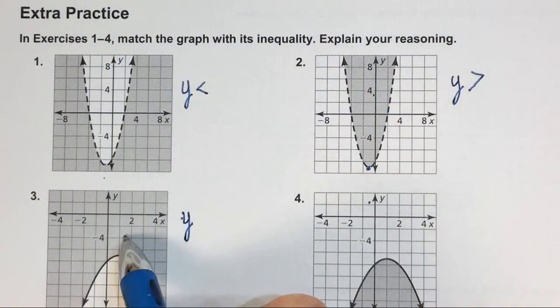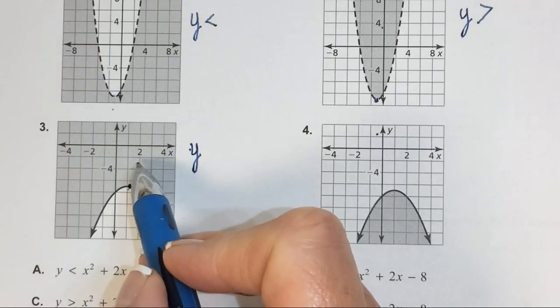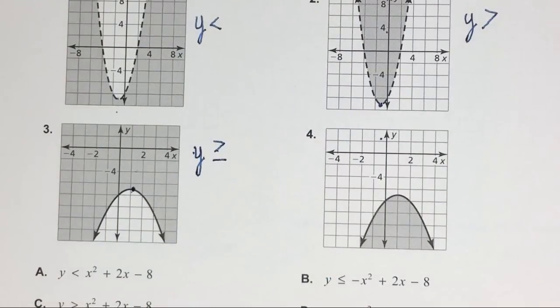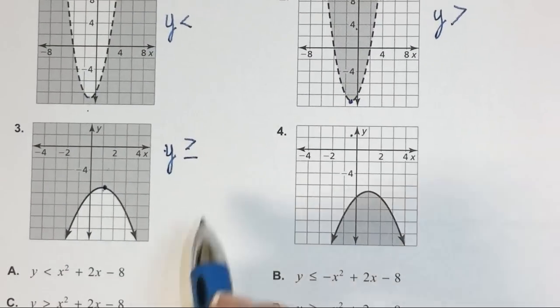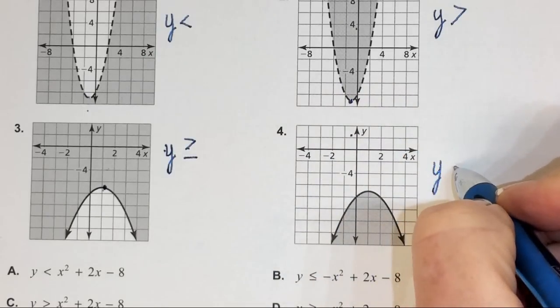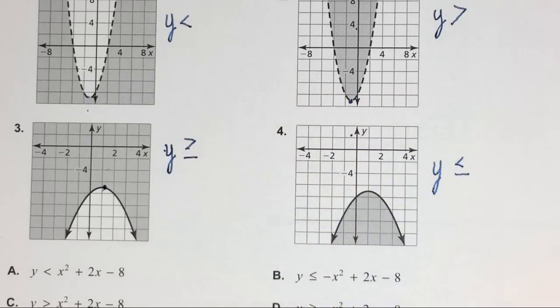For this one, here's my vertex. The y's I'm graphing, are they above or below the parabola? Above, so this has to be greater than or equal to, right? And the reason it's that is because it's solid. And what would this one be? Y must be less than or equal to.